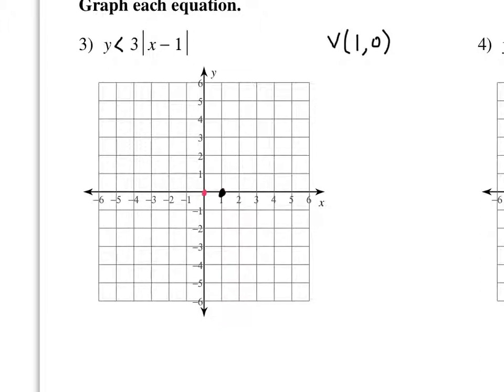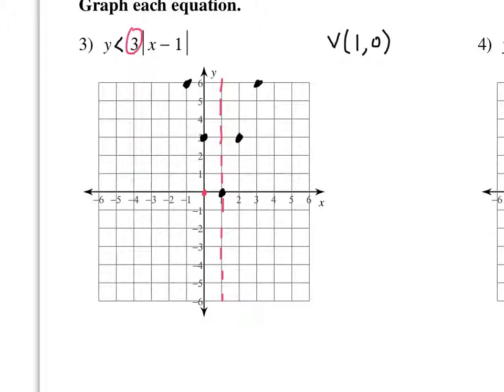Because our A value not only tells us that this V is going to be opening up, but A also gives us the slope of the right side of our V. Okay? Remember that V graphs, absolute value graphs, have an axis of symmetry that goes vertically through the vertex. And then the right side of our graph is going to have a slope of 3. So we go up 3 to the right 1. And you mirror those to the other side. So there's our V shape.